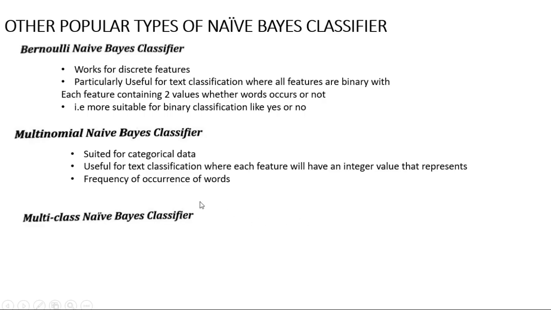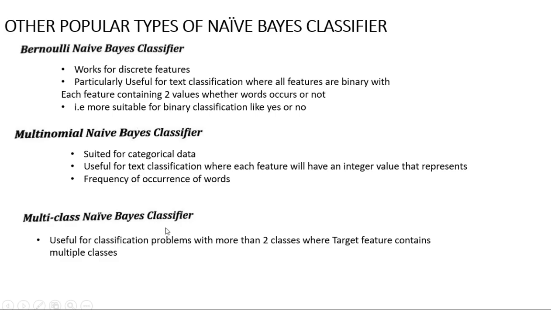But suppose I want to work with categorical data in my training data set. Let's say I want to do text classification where each feature has an integer value which represents the frequency of occurrence of words. This is the text that I have in my training data set. How many times a word has occurred. In such cases, where I have to do classification for categorical data, I go for the multinomial Naive Bayes classifier. The third one is the multi-class Naive Bayes classifier.